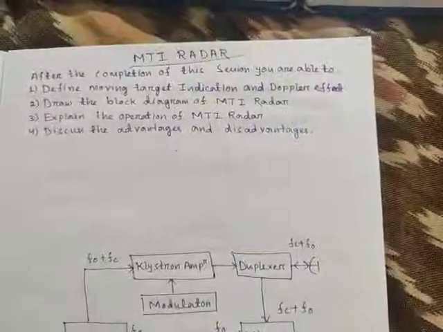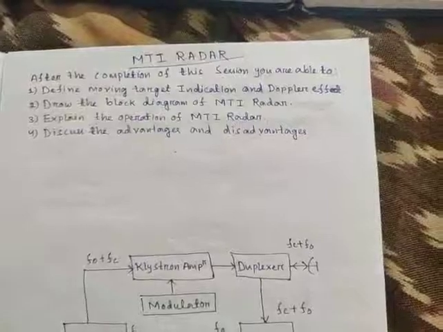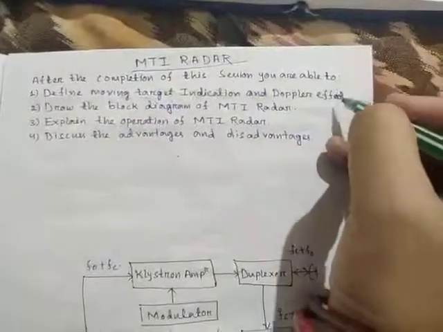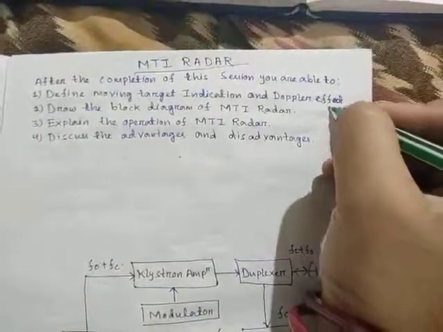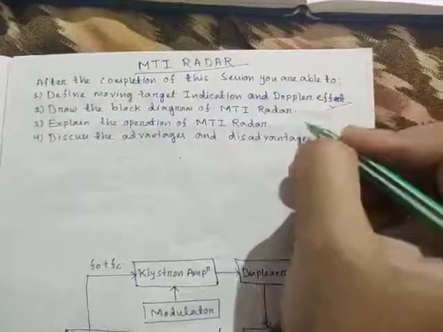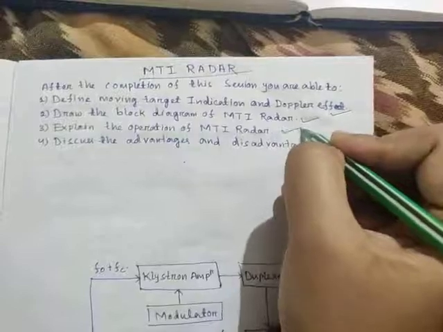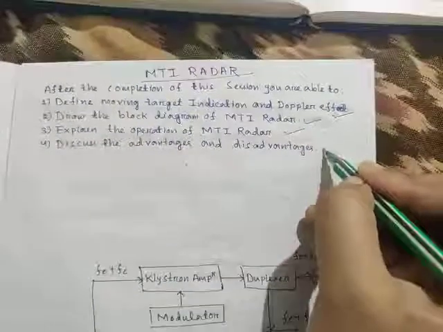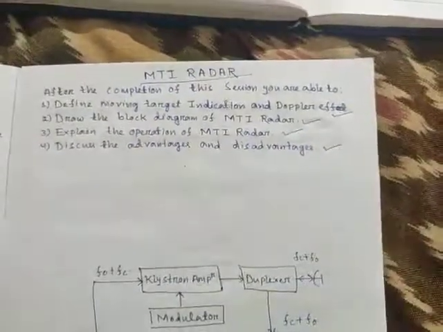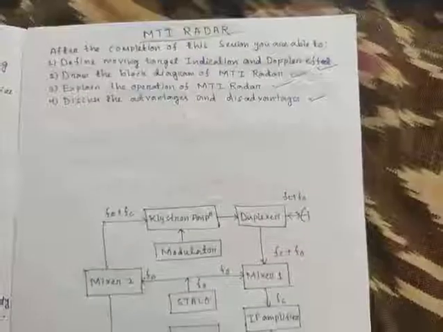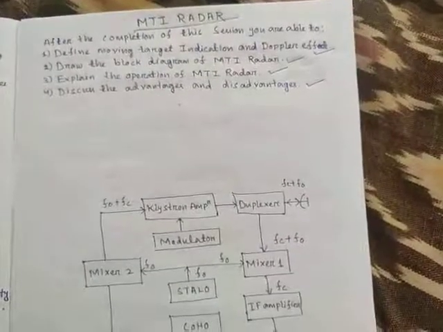After the completion of this session, you are able to define moving target indication and Doppler effect, draw the block diagram of MTI radar, explain the operation of MTI radar, and discuss the advantages and disadvantages. First, we start from the moving target indication.